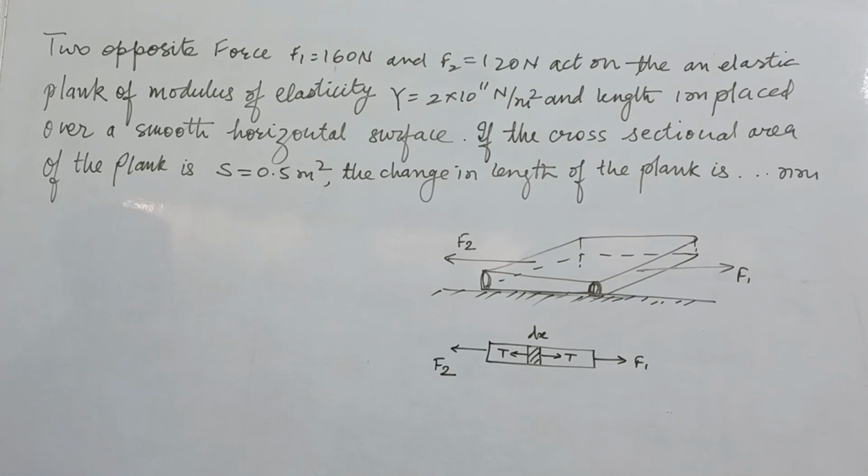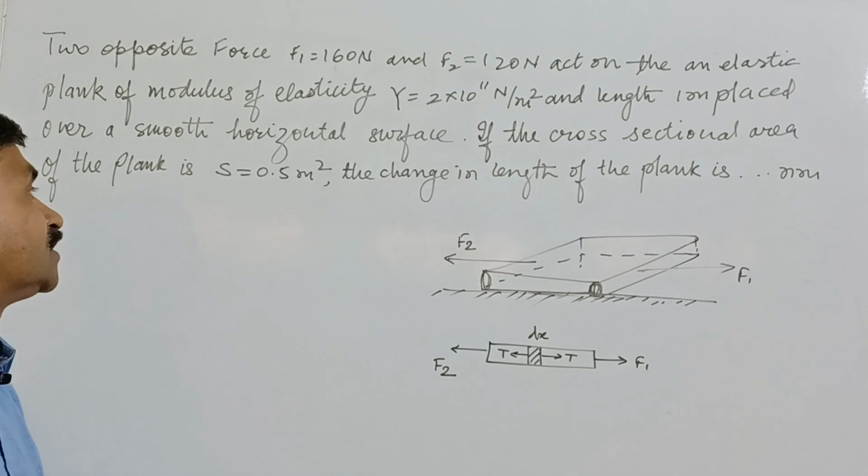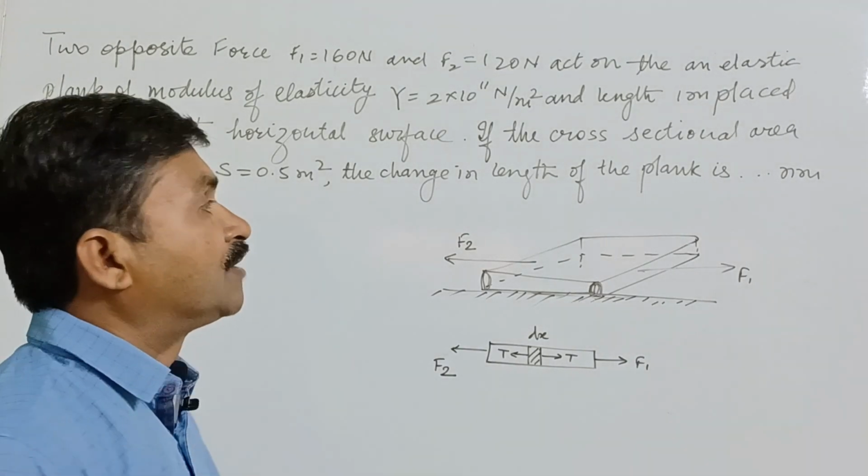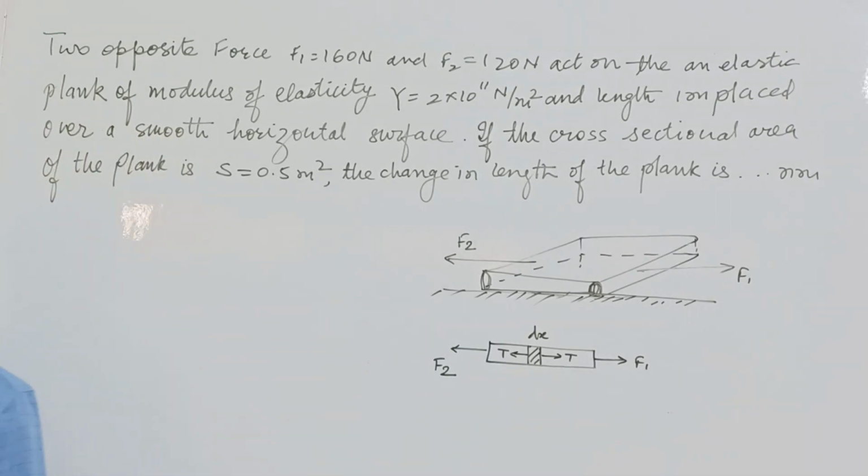If the cross sectional area of the plank is S, which is equal to 0.5 meter square, the change in the length of the plank is in nanometer. We have to calculate it in nanometer.